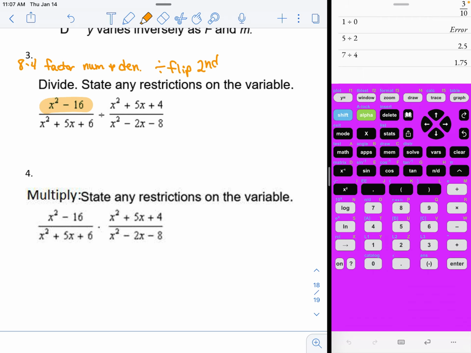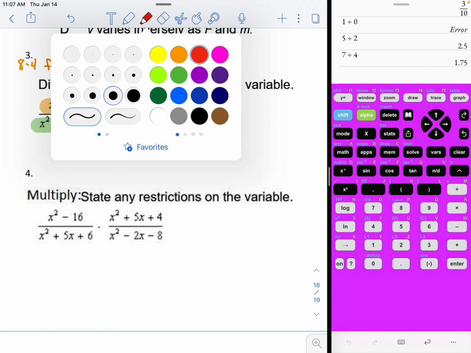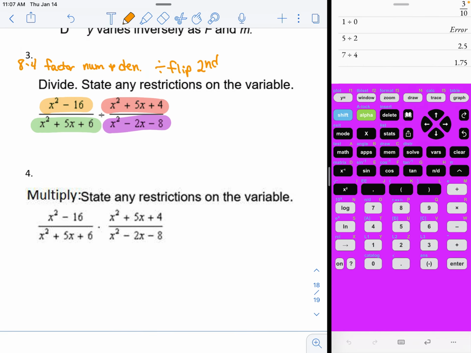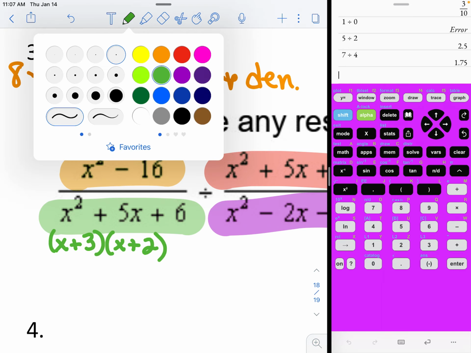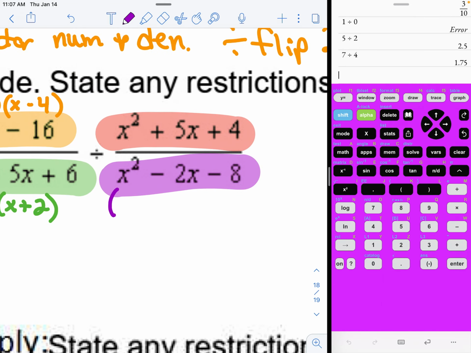I'm going to color code them. Orange, green, red, purple. Hopefully you took the time to pause the video. When you factor this orange one, you get x plus 4 and x minus 4. This is the difference of perfect squares. When you factor the green one, you get x plus 3 and x plus 2. When you factor the purple one, you get x minus 4 and x plus 2. When you factor the red one, you get x plus 1 and x plus 4.